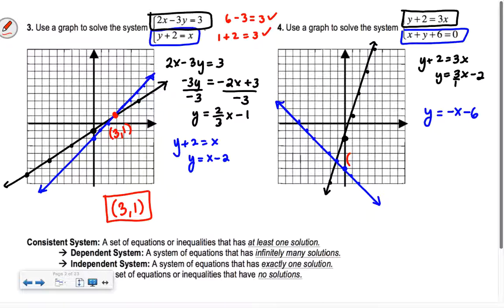Yeah, negative 1, not negative 6, close. 5. Negative 5, yep. So negative 1, negative 5, yep. So that is the solution to the system. That's what we said. Easy enough? You got this?